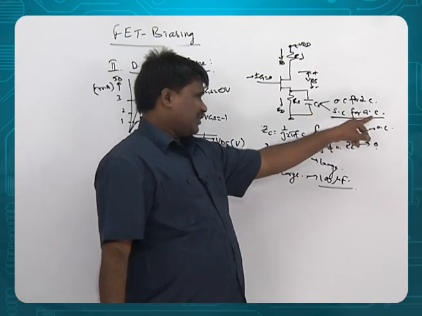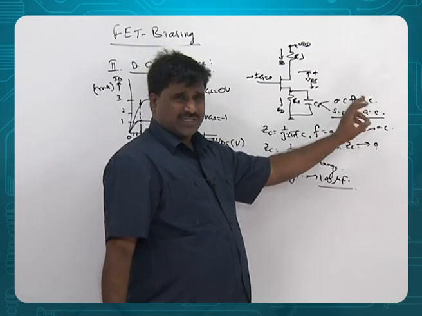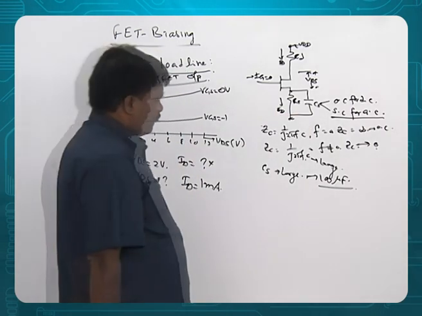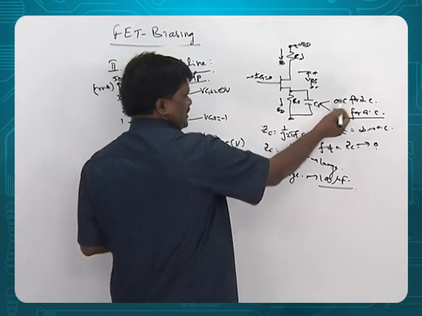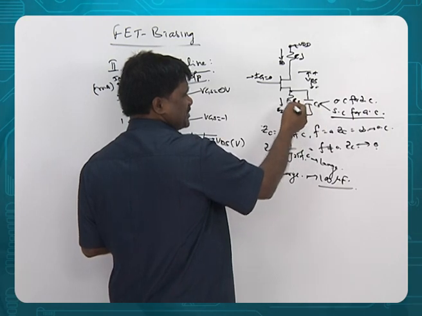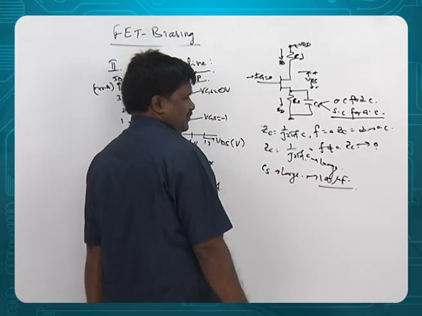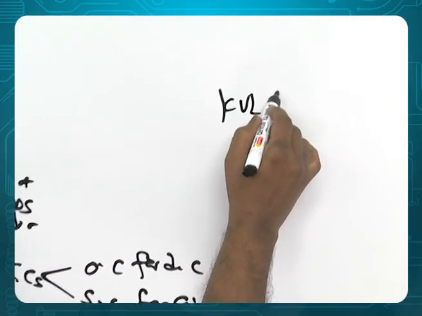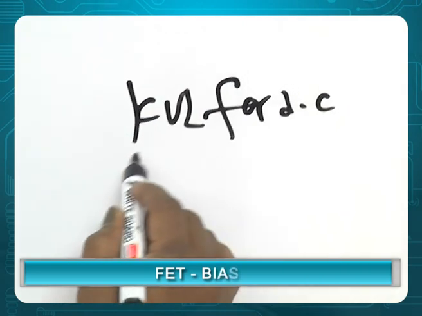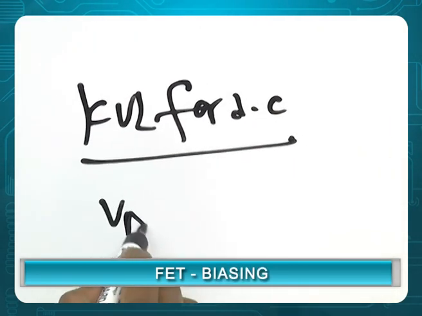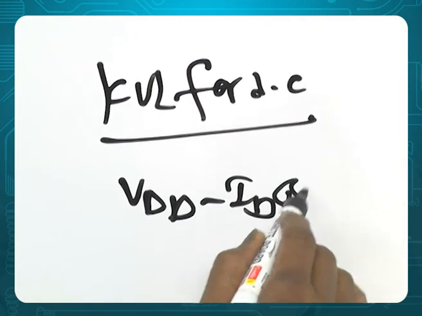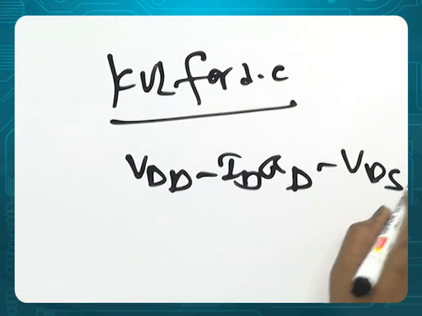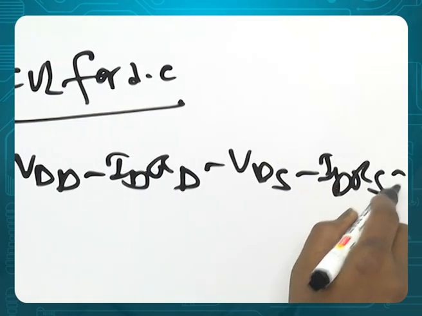So short circuit for AC and open circuit for DC is this explanation. With that I will continue and see what happens. When you talk about DC, this capacitor is open, therefore RS present. So let me apply KVL for DC. VDD minus IDRD minus VDS minus IDRS equals 0.